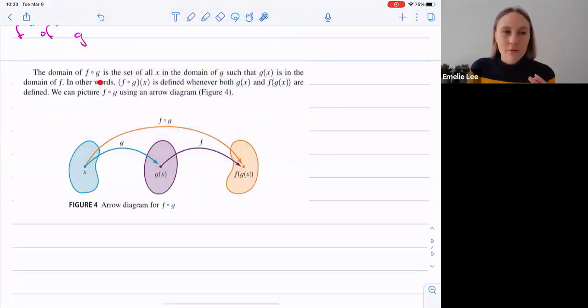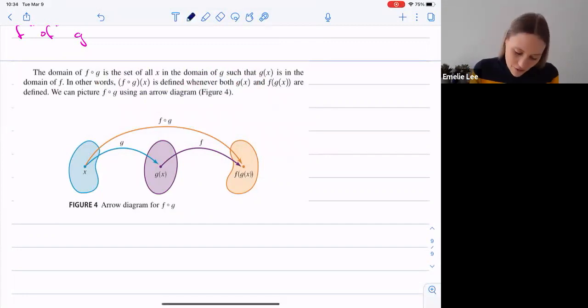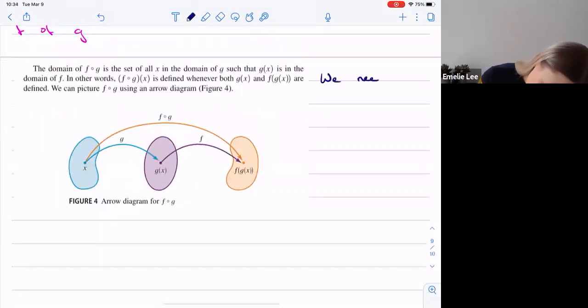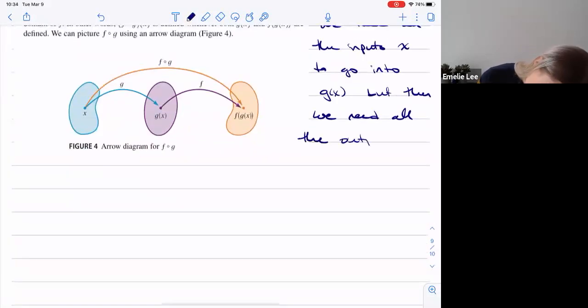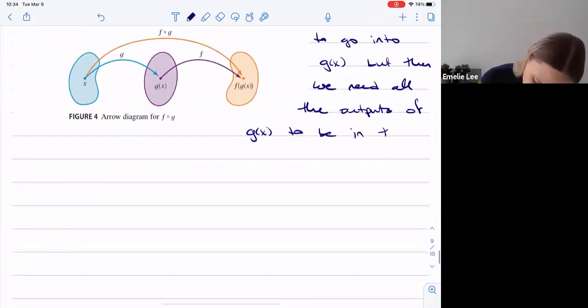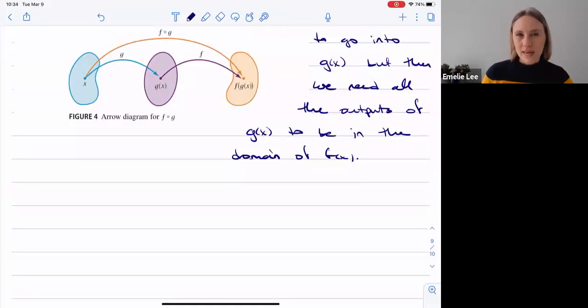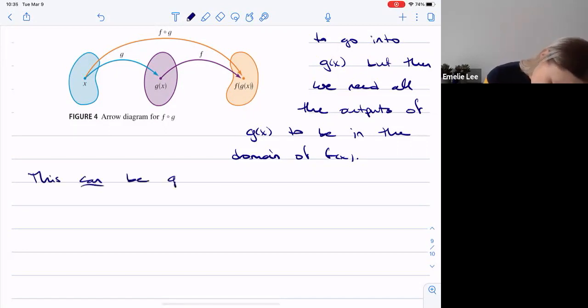The domain of F composed with G is all the X's in G such that the output can go into F. We need all the inputs X to go into G of X. But then we need all the outputs of G of X to be in the domain of F. This can be complicated, and it's not something that I'm going to get you to do.